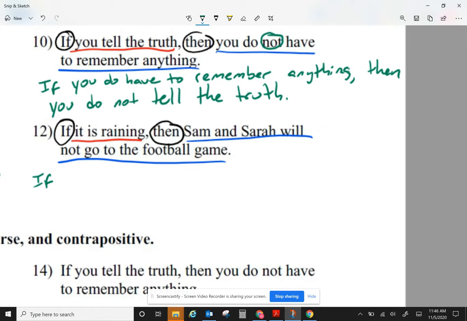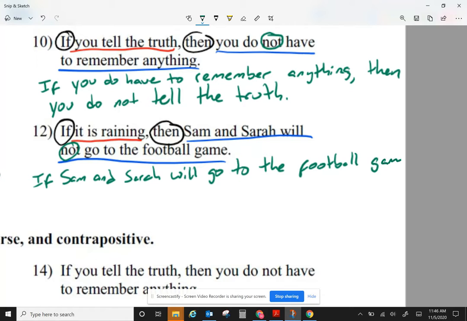My original conclusion said Sam and Sarah will not go to the football game. So I would just write Sam and Sarah will go to the football game. Then my original hypothesis said it is raining. So then I would just write it is not raining. So if Sam and Sarah will go to the football game, then it is not raining.